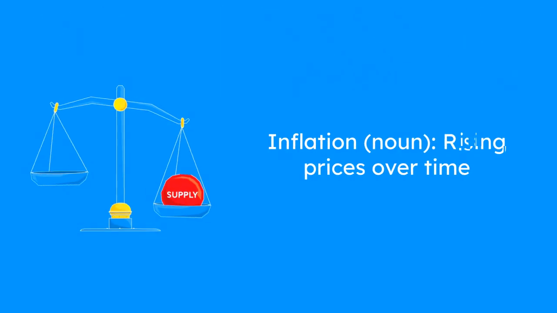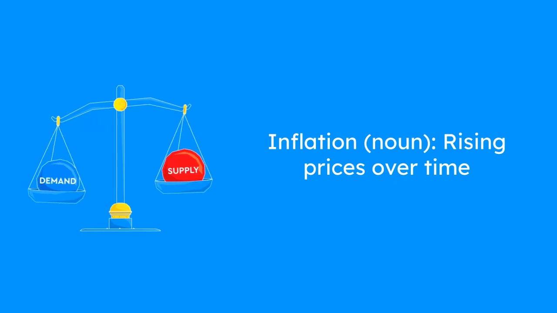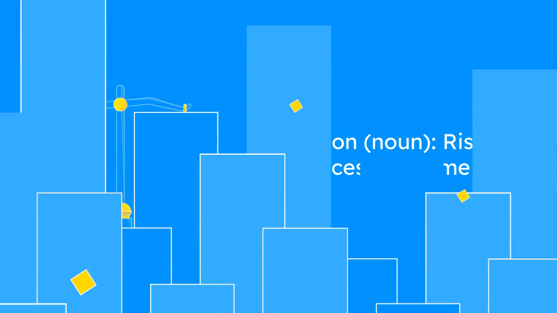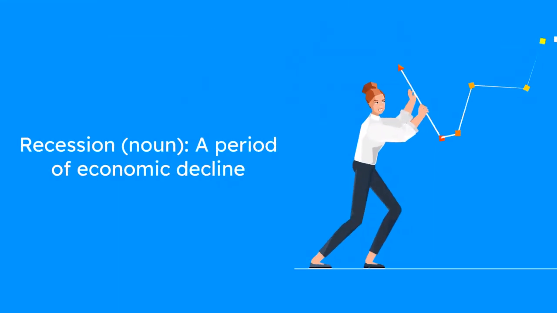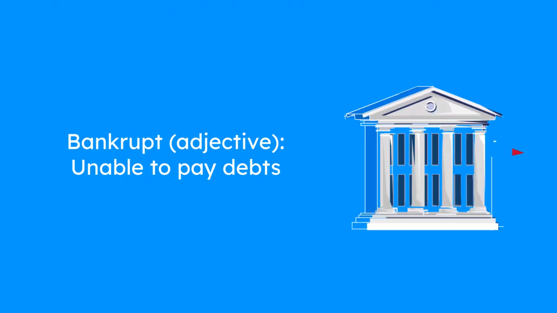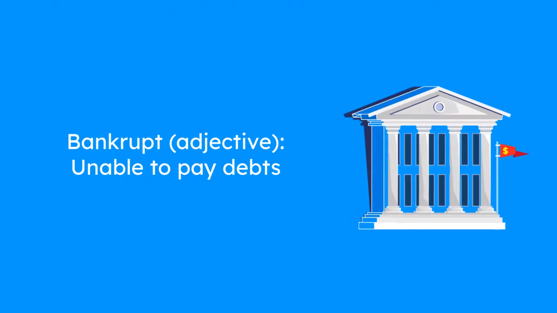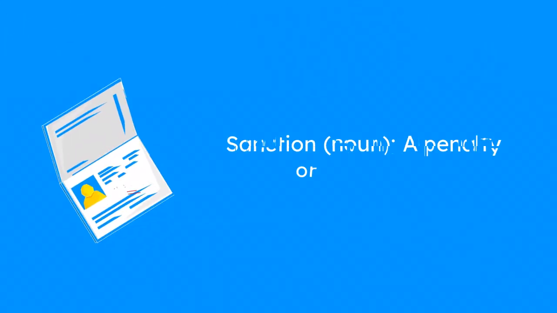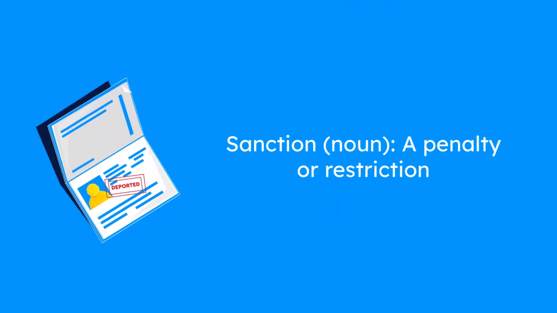Inflation, noun, rising prices over time. Example: inflation is a major concern for the economy. Recession, noun, a period of economic decline. Example: the recession caused job losses. Bankrupt, adjective, unable to pay debts. Example: the company went bankrupt after the crisis. Sanction, noun, a penalty or restriction. Example: economic sanctions affected trade.